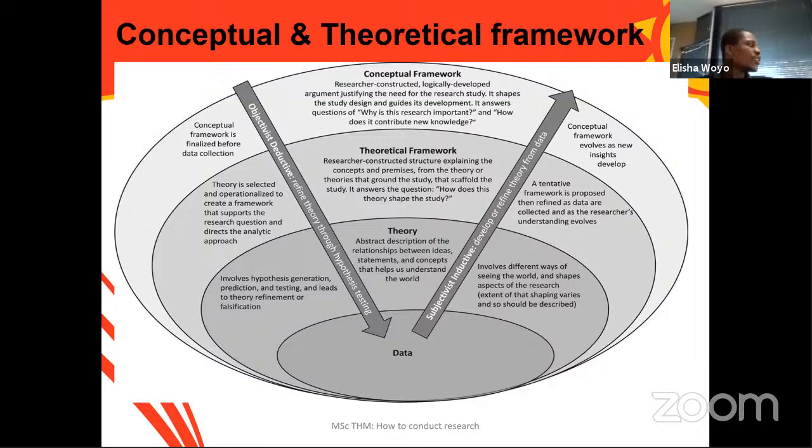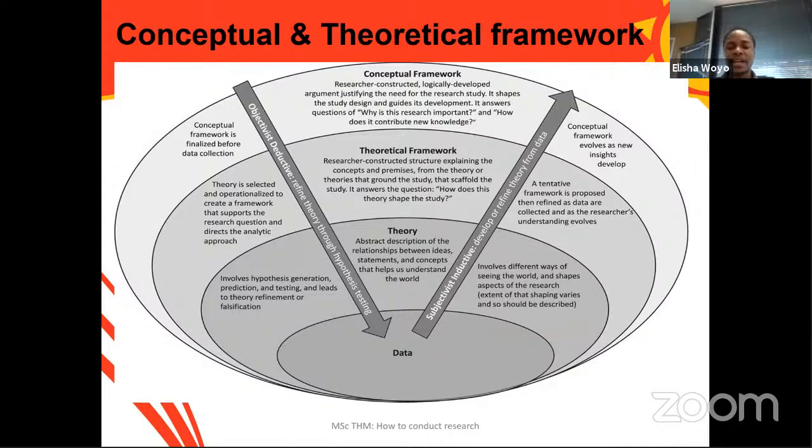So with qualitative data, the conceptual framework is actually going to be developed after the data has been collected. This is how it works. You need to have your theory. This involves different ways of seeing the world, and it shapes the aspects of the research. And once you have that, then you develop your tentative theoretical framework that you propose. And you need to refine this framework once the data is collected and once your understanding of the data is enhanced, and eventually you develop a conceptual framework as part of the insights coming from the data, as part of the insights coming from the theory and the theoretical framework. That is how it works.